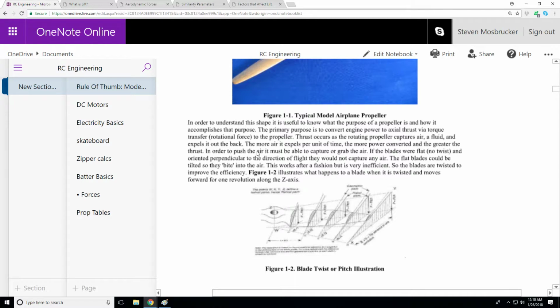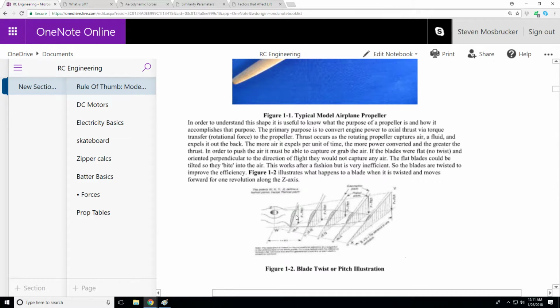In order to push the air, it must be able to capture or grab the air. If the blades were flat, no twist, and orientated perpendicular to the direction of flight, they would not capture any air. The flat blades would be tilted, so they bite into the air. This works after a fashion, but is very inefficient. So the blades are twisted to improve the efficiency. Figure 1-2 illustrates what happens to a blade when it is twisted and moves forward for one revolution along the z-axis.